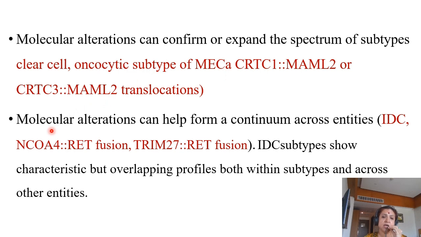Next, molecular alterations can help form a continuum across entities like intraductal carcinomas. In intraductal carcinomas, you have different subtypes like the intercalated type, the oncocytic type, and the apocrine type. All these different subtypes can be grouped under the common umbrella term of intraductal carcinoma because it is shown that these fusions are shared or overlapped within these subtypes. So NCOA4::RET fusion and TRIM27::RET fusions.